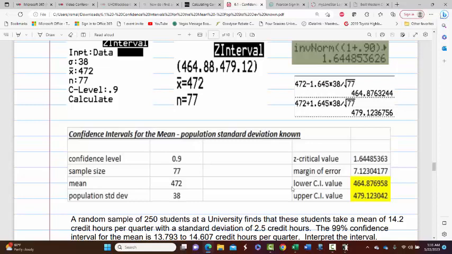Okay. Not that it matters, but I'll mention it anyway. You might notice there's a slight difference between these answers and those answers. That's because I'm using a rounded critical value. You see that Excel is more precise, so it's using this critical value. So it's just making it slightly different, but it's not really affecting the answer greatly or anything. Okay. Let's see what we got here.